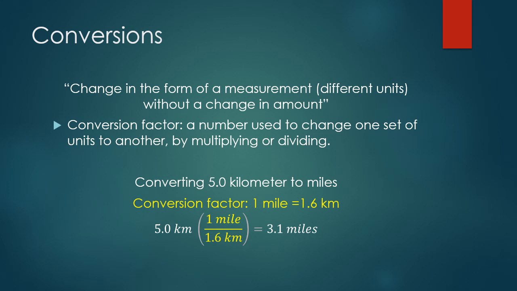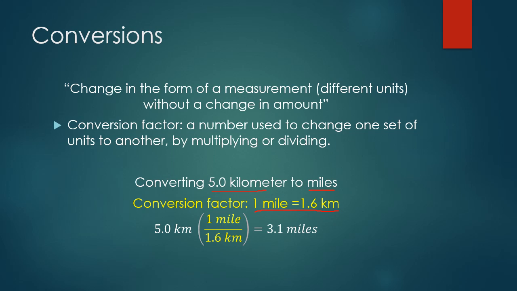So with conversions, you are going to need a conversion factor. And what a conversion factor is, it's the number used to change from one set of units to another, and it usually involves multiplying or dividing. So in order to go between kilometers and miles, since kilometers is a metric unit and miles is an English unit, we would have to look up a conversion factor. And the factor that I'm going to use is here in yellow. So I have 1 mile is equal to 1.6 kilometers.